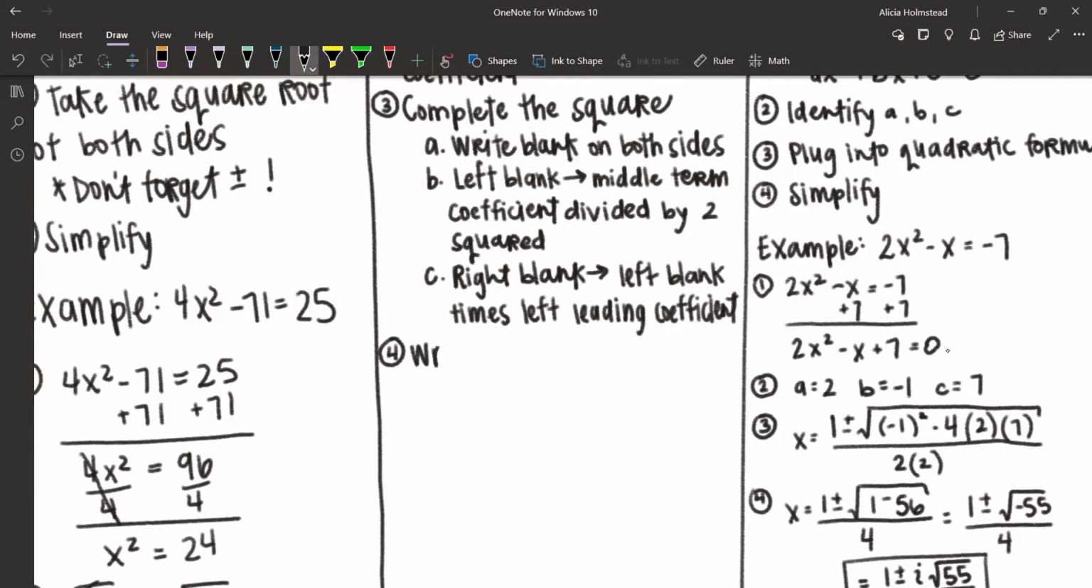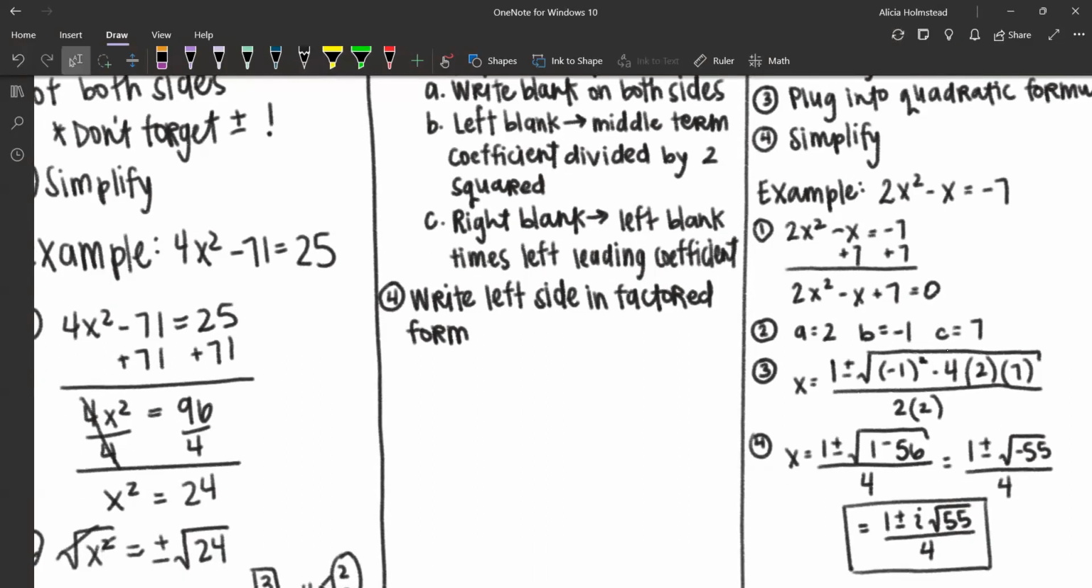Step 4 is to write the left side in factored form. Okay, this is the whole point of completing the square. If you forget to factor it, why did I even try to add stuff to both sides? The whole point is so that it gets factored, because then we can just solve it using a square root. If it's something that you can easily factor, then just go ahead and factor it. But if it's something that can't, for example, something that has fractions, this is how you fill it out.